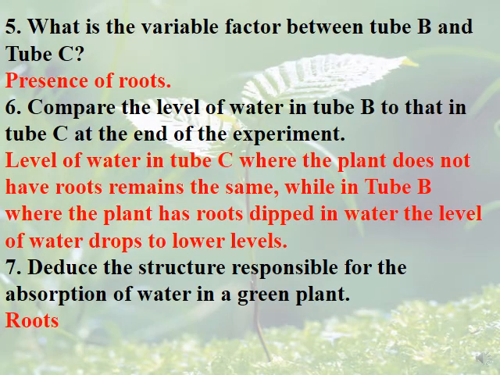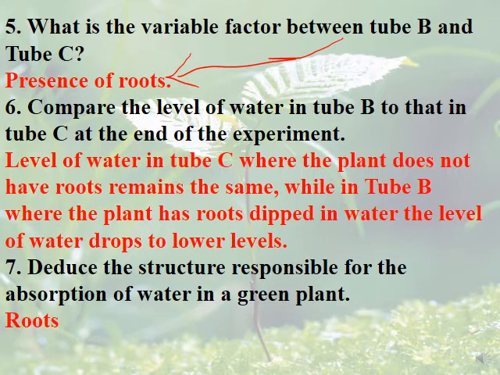First, tubes A, B and C: the variable, or the difference, is the presence of roots, since the roots are present in tube B and they are absent in tube C. So this is the variable factor. Compare the level of water in tube B to that in tube C at the end of the experiment.